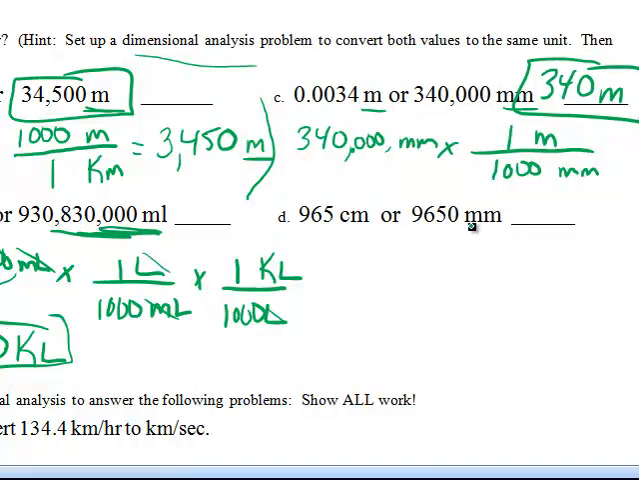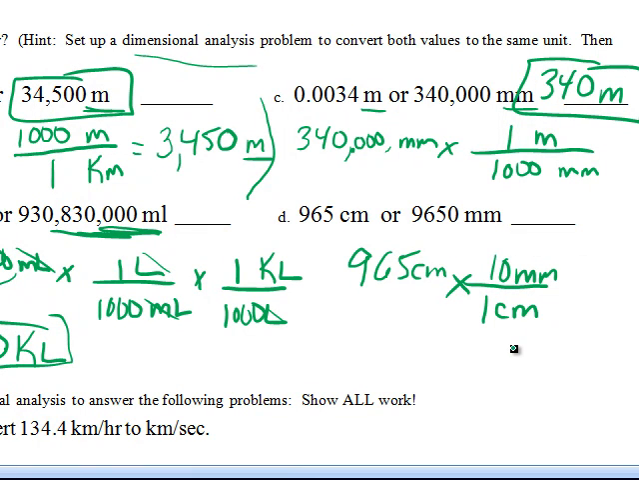Finally, centimeters and millimeters. You've got 965 centimeters. You know that 1 centimeter, one little fingernail, contains 10 millimeters. So it ends up getting a power of 10 bigger, 9650, which is the exact same thing, so they're actually equal.